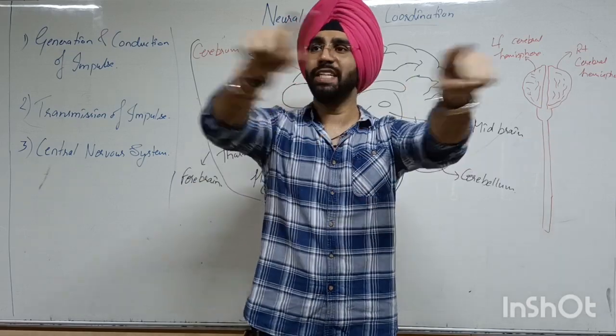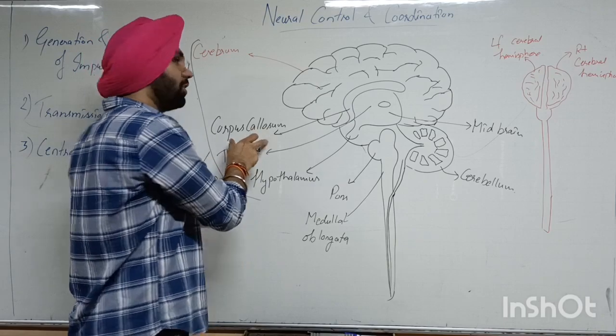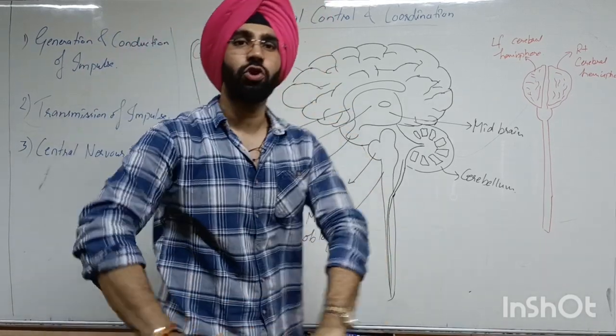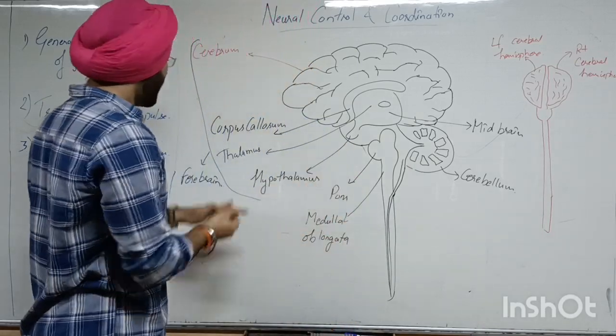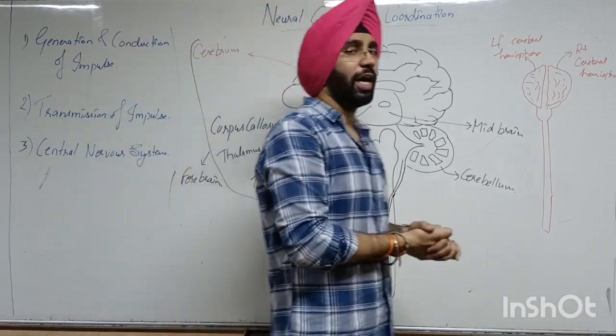So you can see these walls are thalamus, and the corpus callosum is the roof of this room, and the hypothalamus is the floor of this room. So in that way you can understand what this is. So thalamus is this. Now let's come towards hypothalamus.